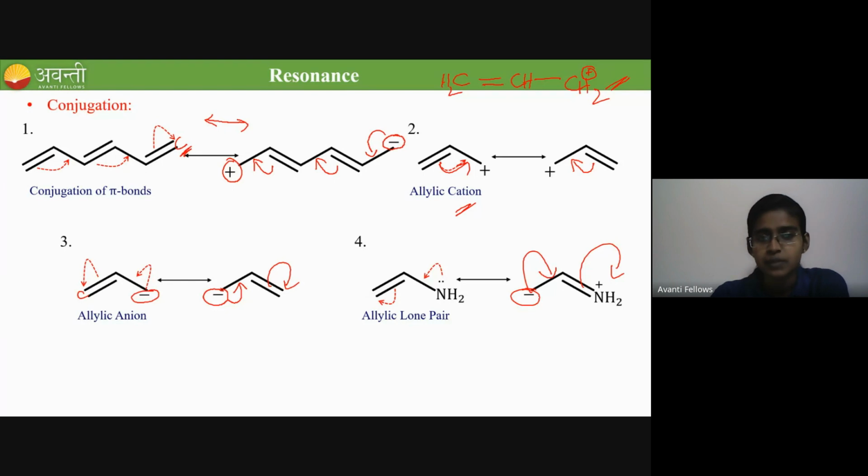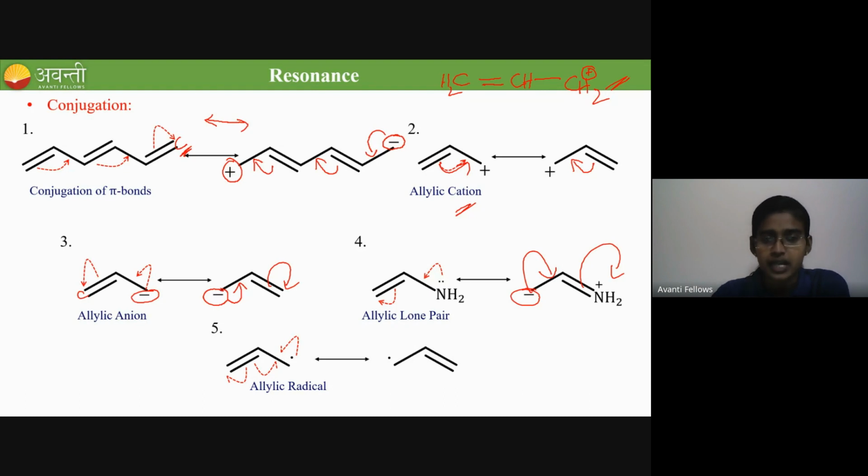And the fifth type that exhibits resonance is the allylic radical. In a radical system, you can see one electron is moving towards the second carbon and third carbon. So one electron from the pi bond is shifting towards that. Okay. And the other electron is going to the first carbon.